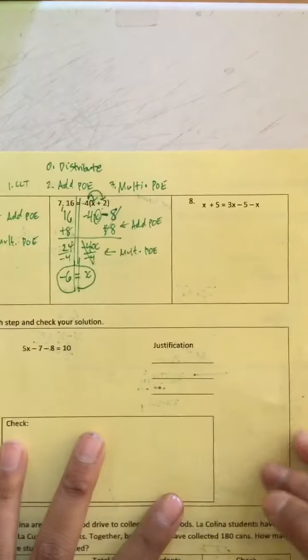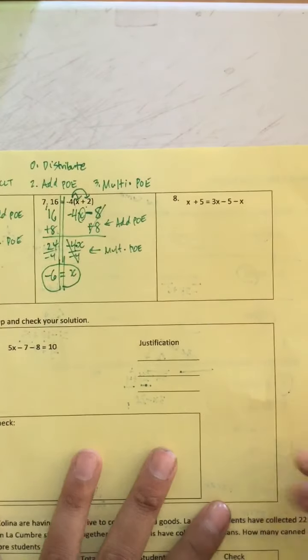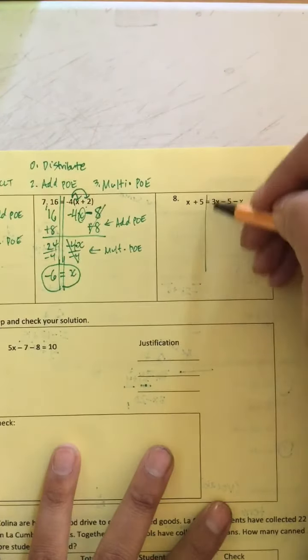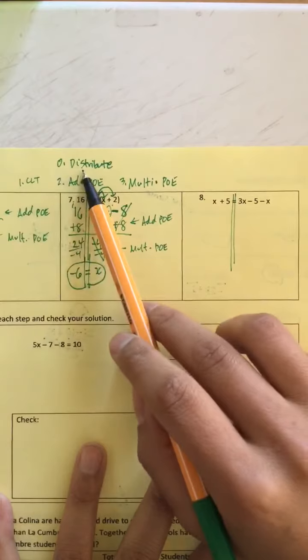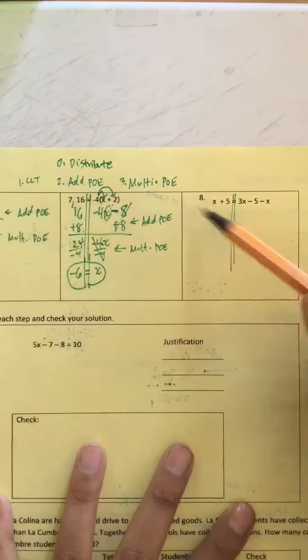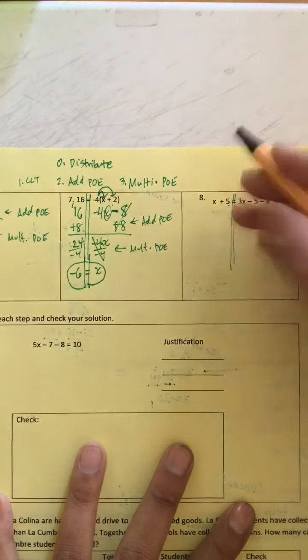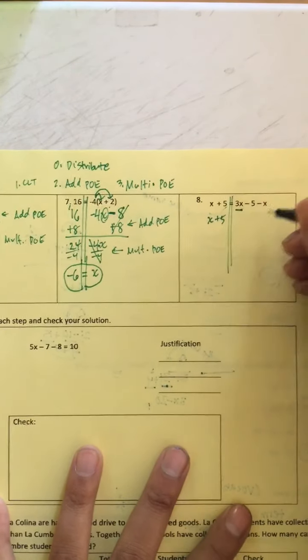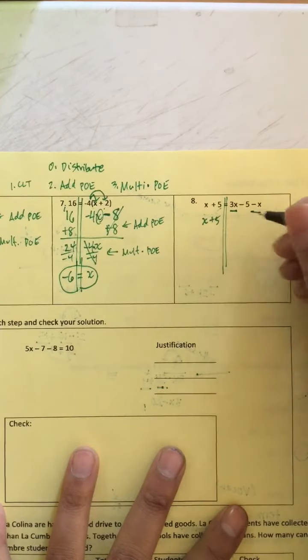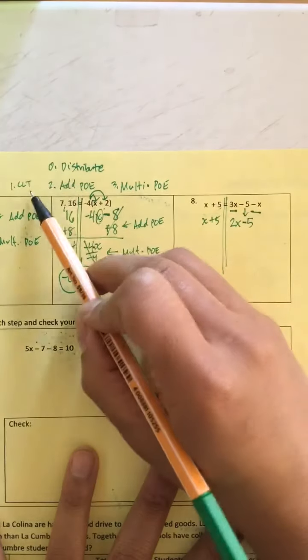Okay, let's look at number 8. All right, so make sure we have our vertical equal sign. Okay, step 1 is, can we distribute? No, so CLT. Nothing to combine here, so we just bring that down. Something to combine here. We have 3x minus x. 3x minus x is 2x. Bring down that negative 5. Okay, so combine like terms.